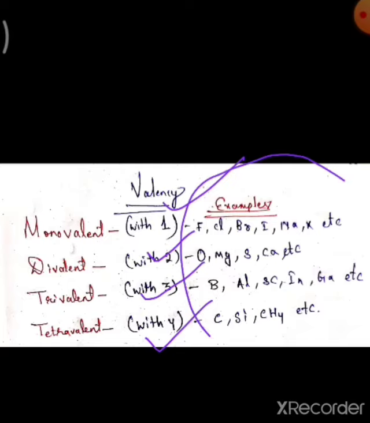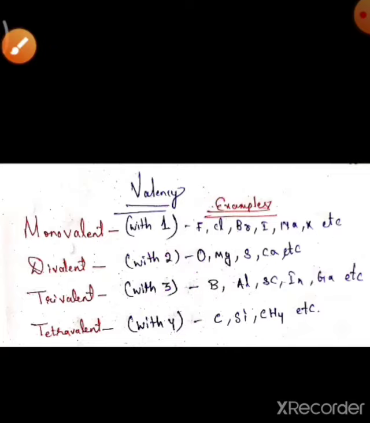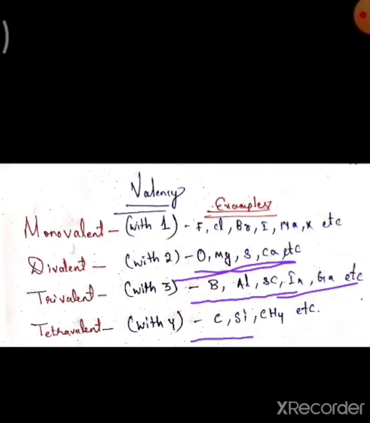Here I have written some examples. The examples of monovalent are fluorine, chlorine, bromine, iodine, etc. Divalent examples are oxygen, magnesium, silicon, calcium. Trivalent examples are boron, aluminum, scandium, indium, gallium. And tetravalent are carbon, silicon and methane. So for trivalent, tetravalent or divalent you can write examples of compounds also. Here I have written only examples of elements, but you can write examples of compounds also.